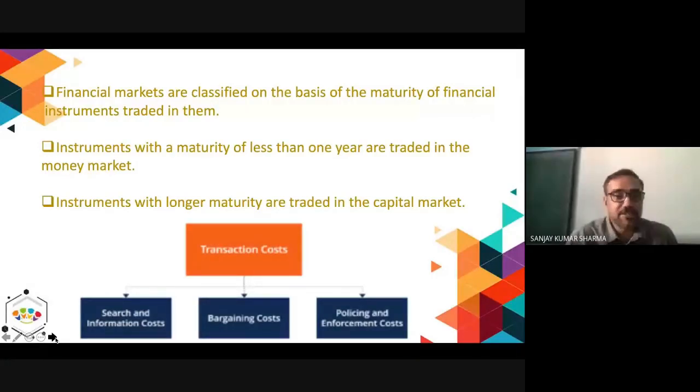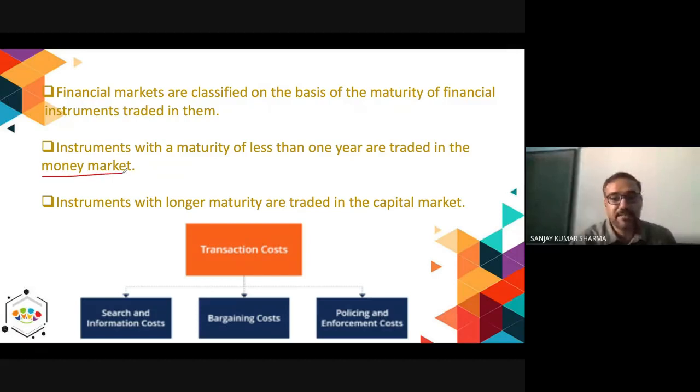So after discussing these functions of the financial market, now let us talk about how we can classify these financial markets. We can classify it on the basis of maturity of financial instrument, which are being traded there. So there are instruments with a maturity of less than 1 year. And there are some instruments which have longer maturity period. So the instrument which are traded for a shorter period of time, say less than 1 year, are called money market. Can you see it?